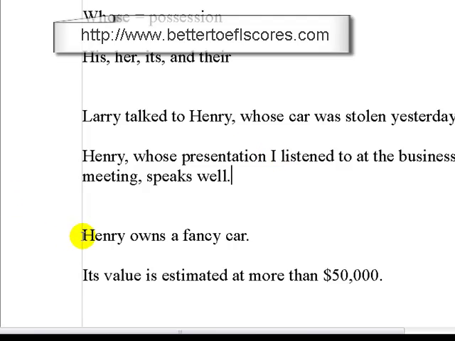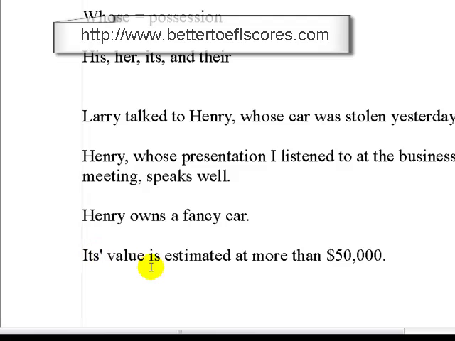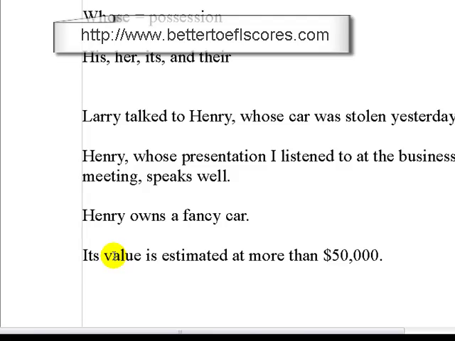A lot of students are not sure about this, but whose can actually refer to a thing also. We have: Henry owns a fancy car. Its value is estimated at more than $50,000. Notice that we don't use the apostrophe there. That would not be correct. And we're certainly not going to say it's value is. That means it is value is, and you have two verbs in the independent clause. I don't think so. So you need the possessive. This is a possessive adjective here. So: its value is estimated at more than $50,000.